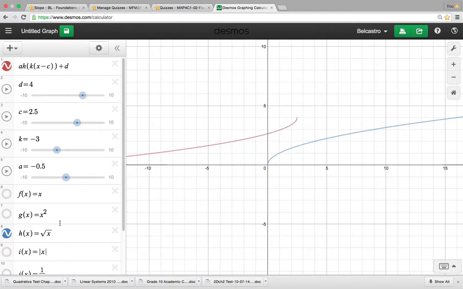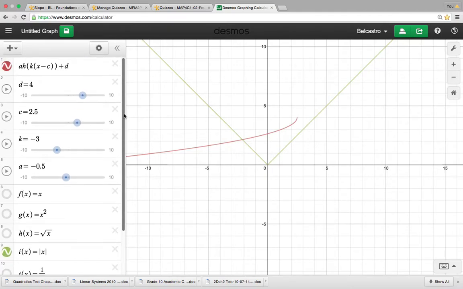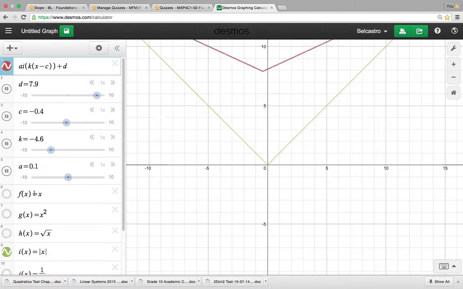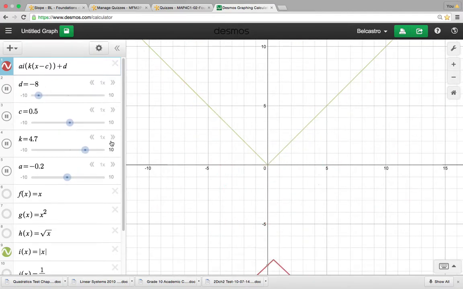And it doesn't matter which function we have. I can move other ones. This is called an absolute value. It's like this big V. We'll change this letter to I. There we go. And I'm going to turn them all on at the same time. And you see a whole bunch of crazy things happening. It's just shifting it all around the page. C, D, K, and A. And you can see you can move a function anywhere on the page, making it do anything with these 4 letters. Let's turn them back off.